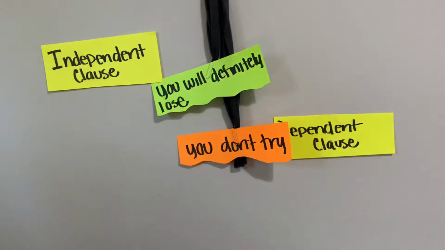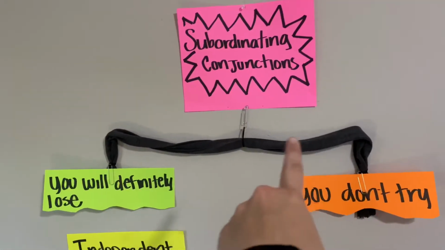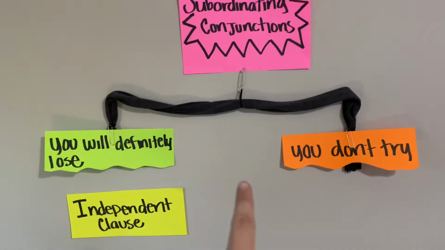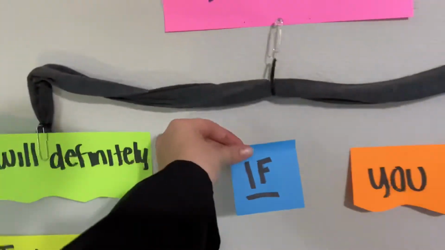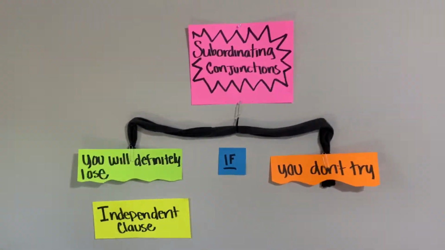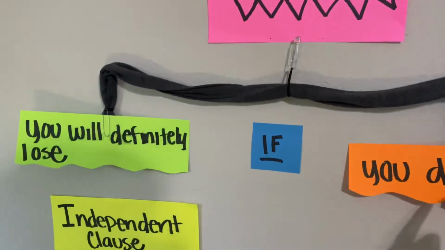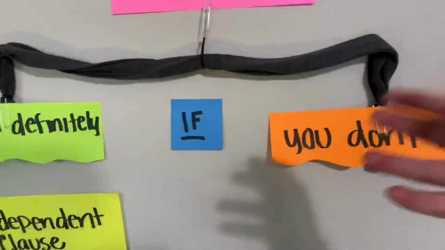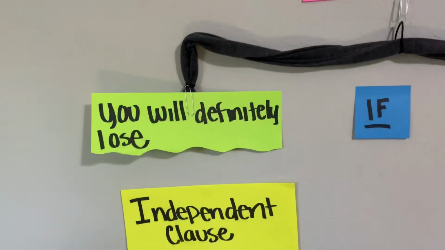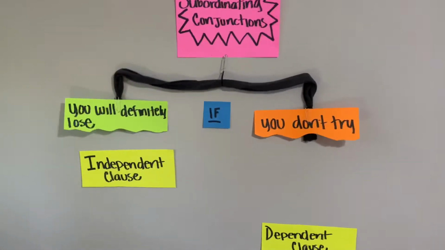So what you'll need is a subordinating conjunction. Now we're going to use a subordinating conjunction, the rope right here, which is represented by this sticky note, to balance it out. We want to always make sure our writing is balanced. So I'm going to put the subordinating conjunction "if" in there. And so "if" is representing this whole rope and it's tying together the dependent clause. It's lifting the dependent clause up and making it even with the independent clause. So now we have a sentence. You will definitely lose if you don't try.